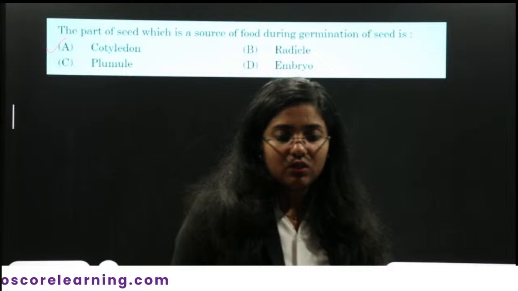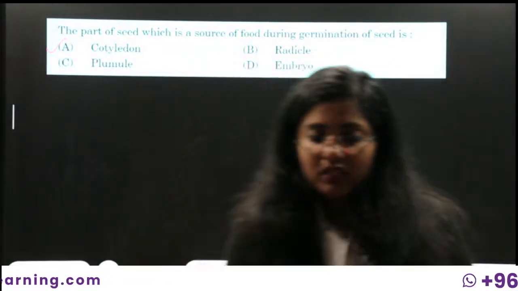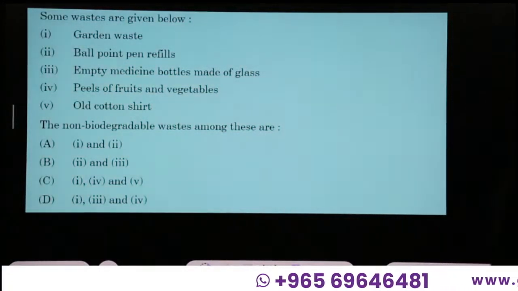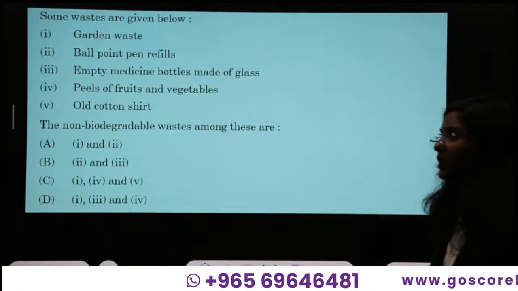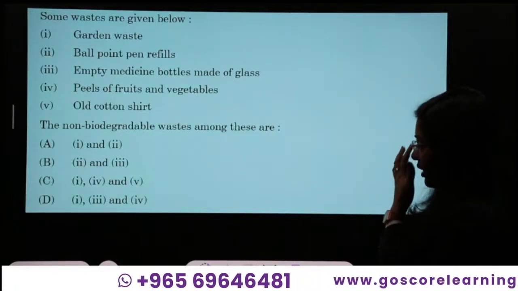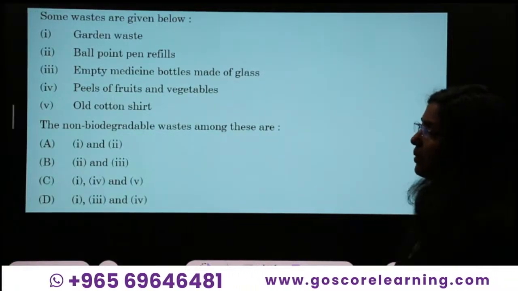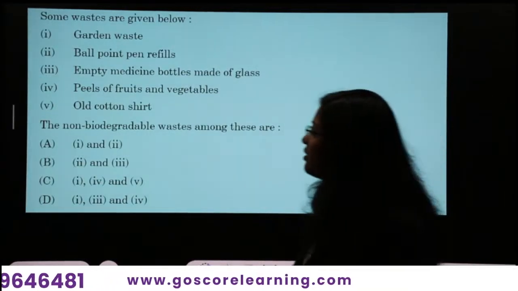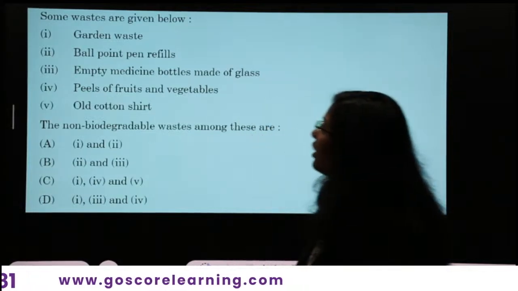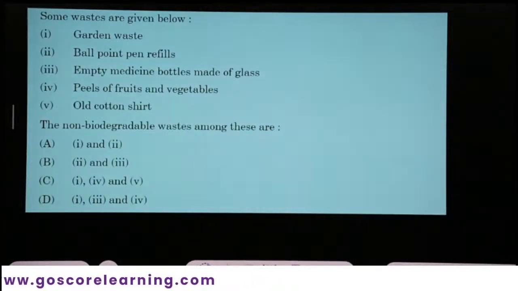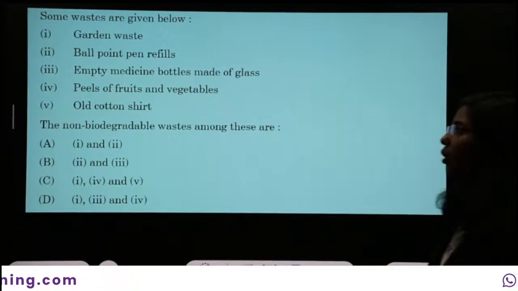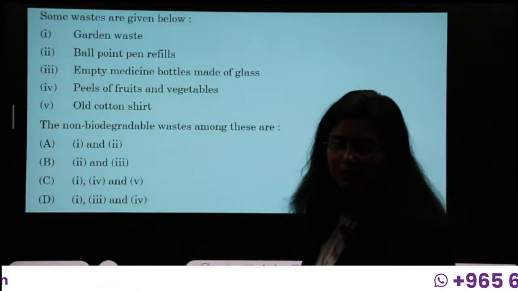So now that's it. The next question is about some wastes given below. What are the different wastes? Garden waste, ballpoint pen refills, an empty medicine bottle made of glass, peels of fruit and vegetables, and an old cotton shirt. These are the different waste materials.